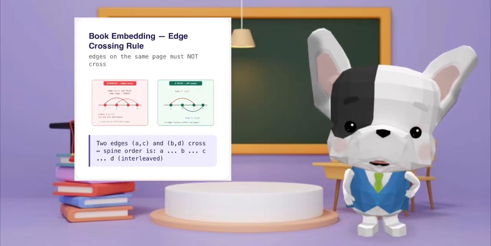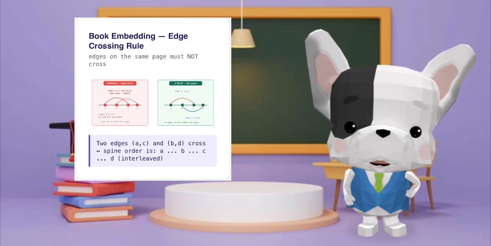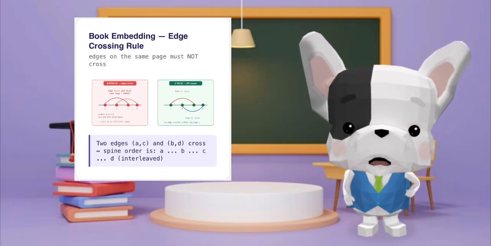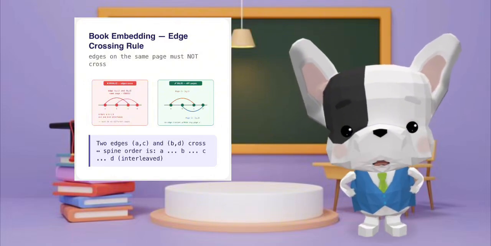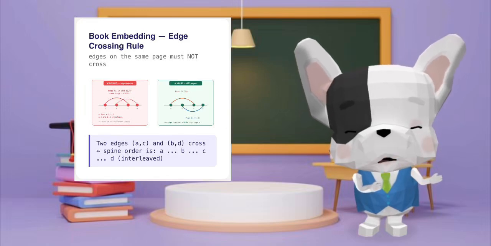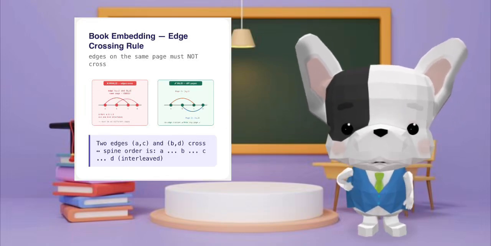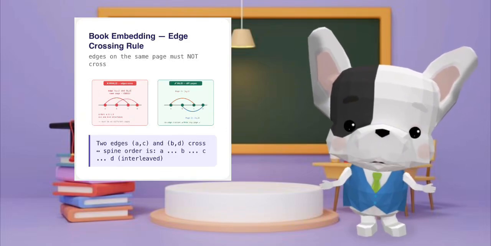Now, what is book embedding? A book embedding of a graph G is an arrangement where all vertices of G are placed along the spine in a linear order, and every edge of G is assigned to exactly one page, such that no two edges on the same page cross each other.